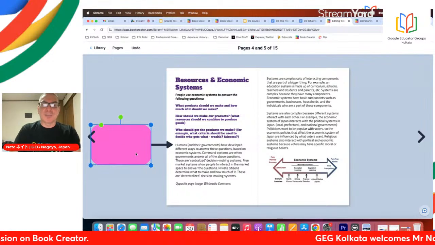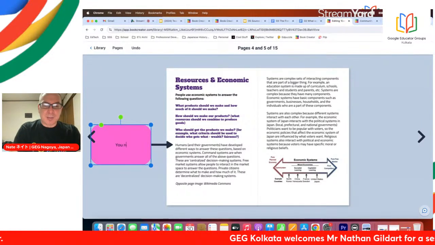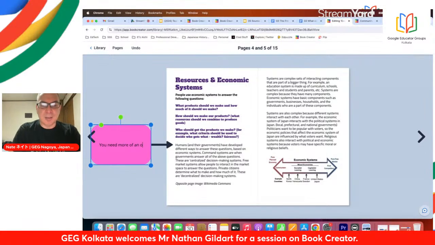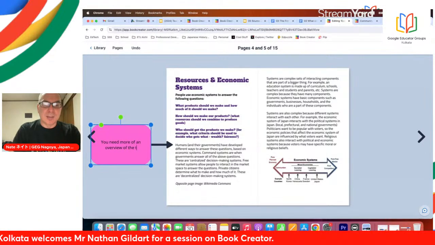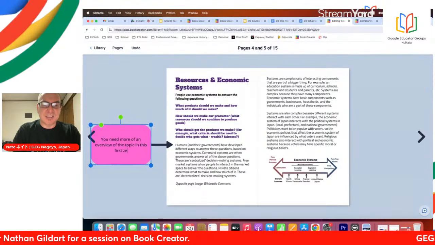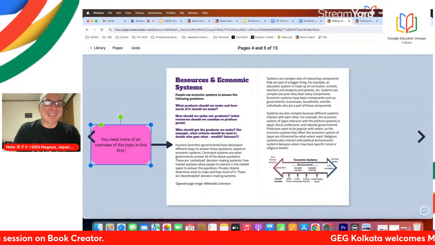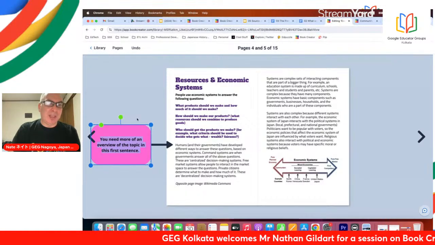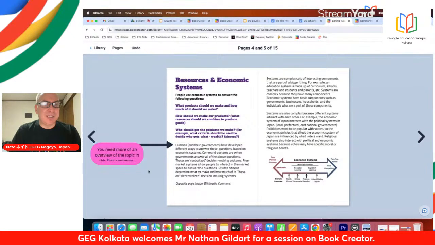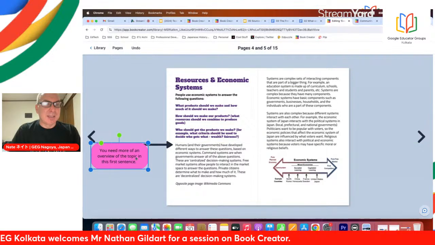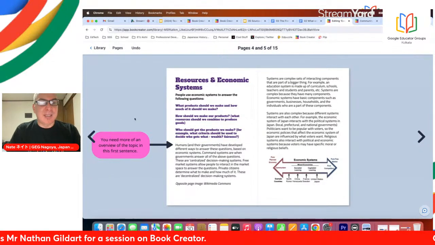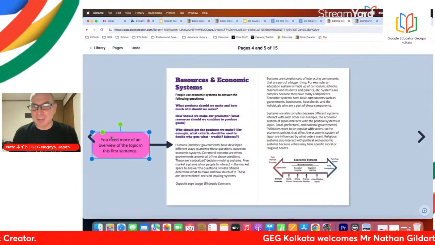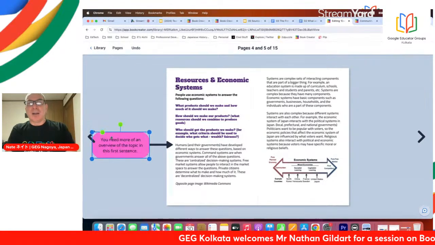So if I double click, right, you need more, for example, you need more of an overview of the topic in this first sentence. All right. If I want to bold that, make it a little bit smaller maybe, because I'm probably going to be giving other feedback, right? So I'm going to put that in there. And you know what? I'm not going to lock it, because then the student later on can just tap on it and delete it when they've made the fix or the edit.